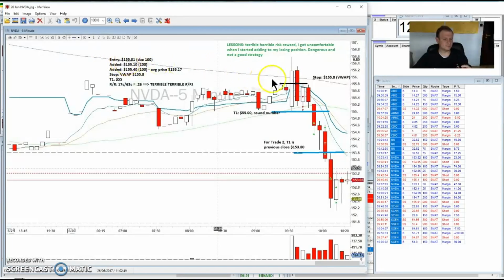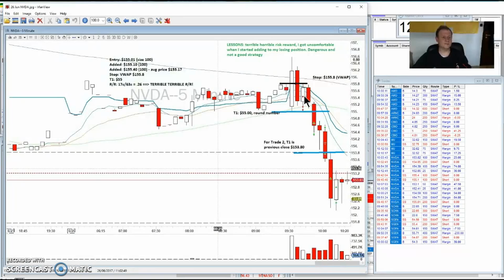So I entered here at $155.01, which is pretty much here. Okay, that's a bit strange, because why would that be my target? All right, so I must have messed something up here with this drawing. But anyway, I got in here at $155.01. Then I added to my position here at the 50 SMA, and then I added again here because it was getting out of control and it was getting away from me.